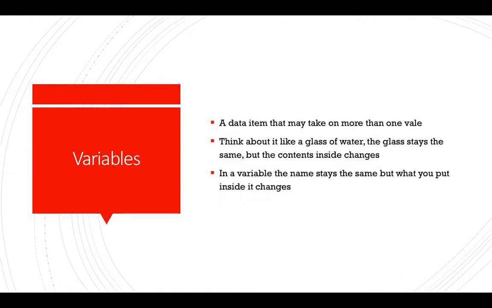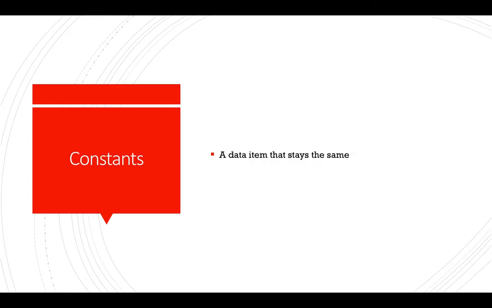So variables. A variable is a data item that may take on more than one value. Think about it like a glass of water. The glass stays the same, but the contents inside it change. In a variable, the name stays the same, but what you put inside it changes. So now onto constants. They're just a data item that stays the same, so you can never change it. It stays constant throughout the whole duration of your program.